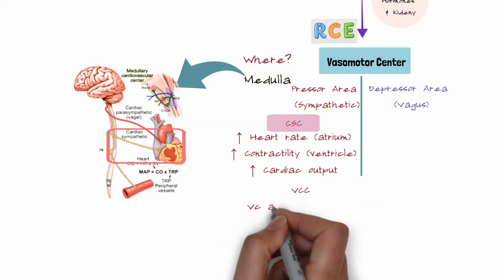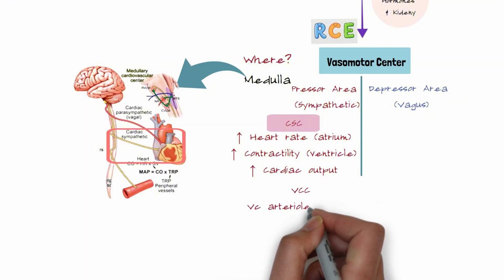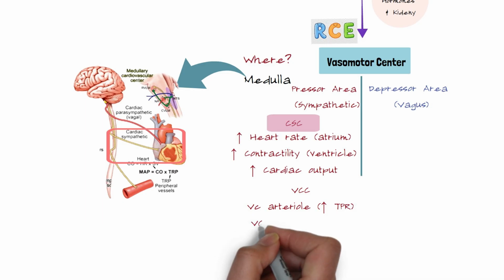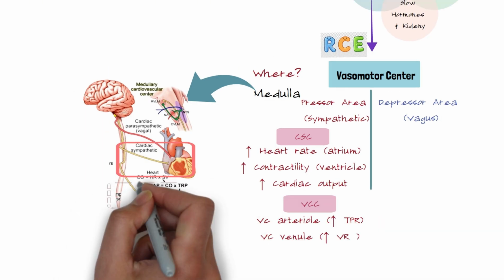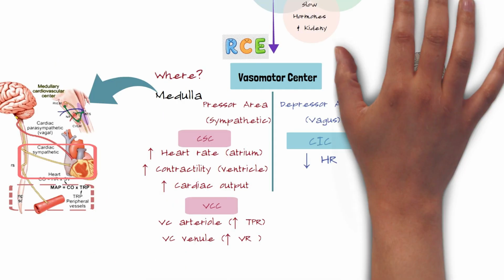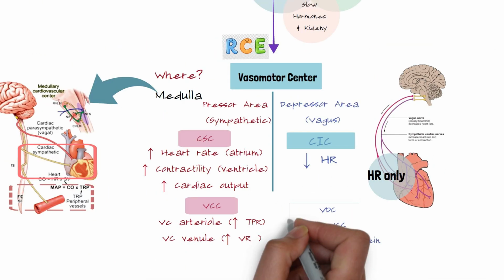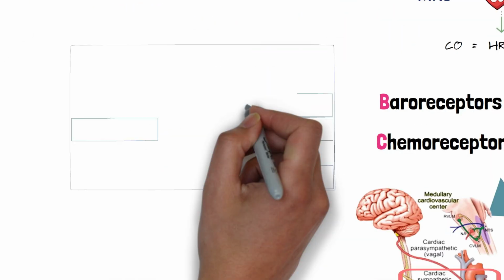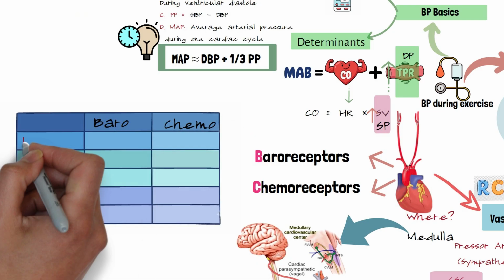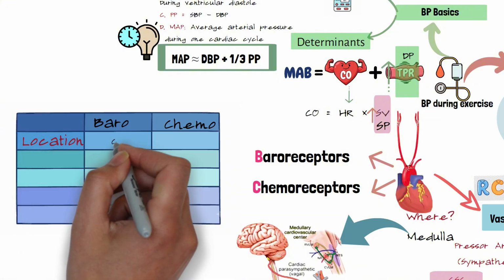The depressor area is formed of the cardiac inhibitory and the vasodilator. The cardiac inhibitory is vagus to decrease the heart rate. Vasodilator inhibits the vasoconstrictor centers. Receptors to the vasomotor centers are 3B with C. The two in the carotid and the aorta are the baro and peripheral chemoreceptors.